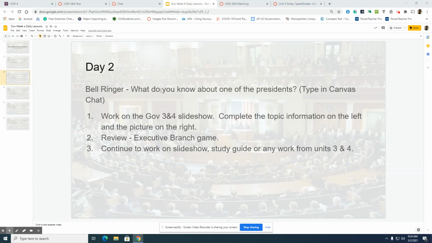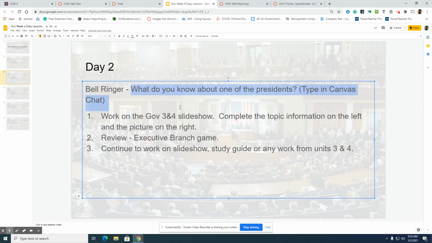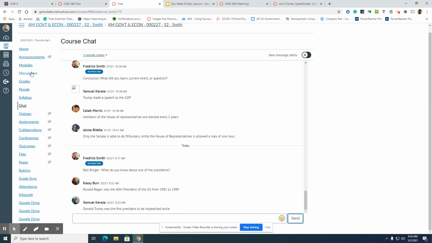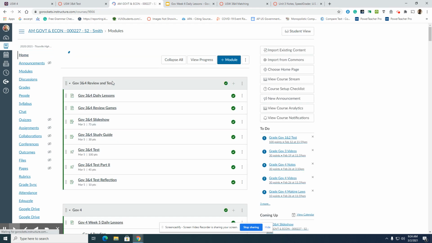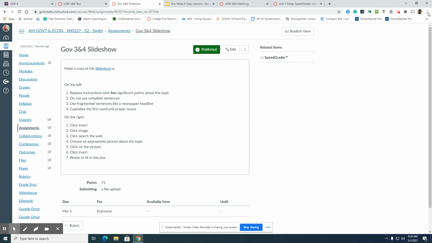So anything else anyone knows about one of the presidents, you can put that in the chat. The slideshow, once again, is something that you can work on. You can find that, of course, in the 3 and 4 review and test module. Slideshow.